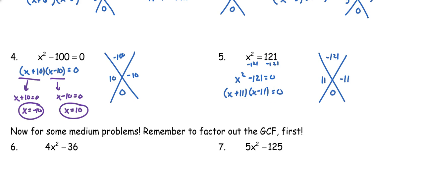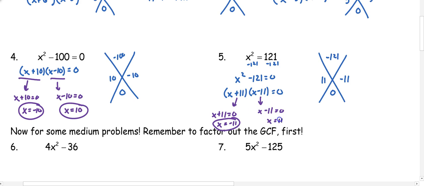equals 0. Again, we have to use the zero product property. So when I split this up, x plus 11 equals 0. Subtract 11 from both sides, so x is negative 11. And in the second equation, I can add 11 to both sides, so x is positive 11.